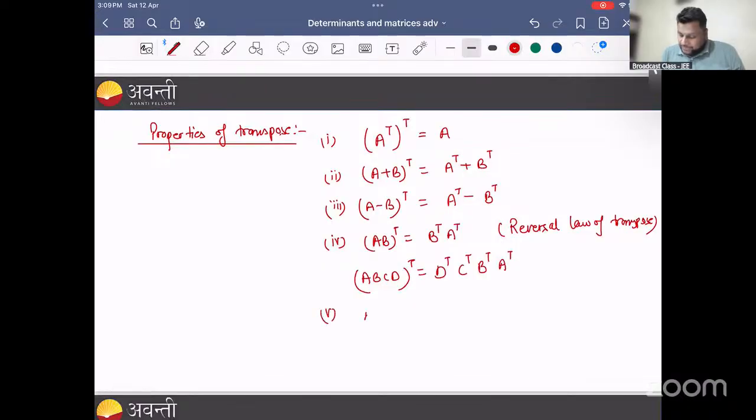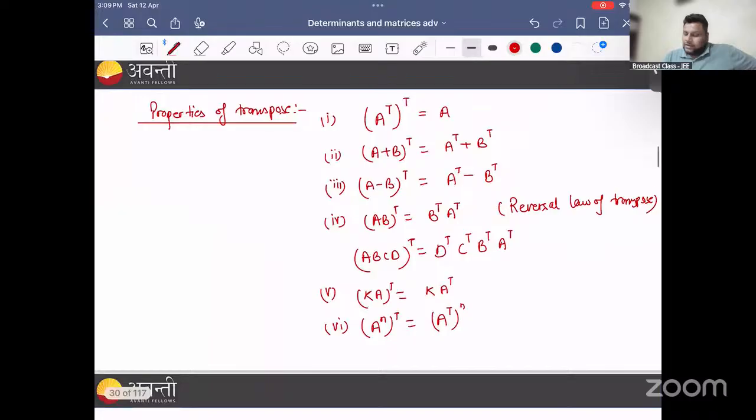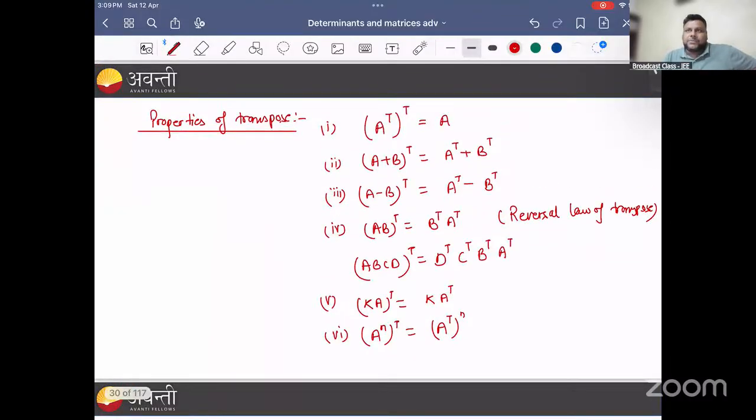Fifth property, say a matrix is multiplied by a scalar K, then (KA) transpose is K times A transpose. And (A to the power n) transpose is directly A transpose to the power n. Is it okay? So these are some basic properties of transpose. Now after this, anybody having any doubt till this point? Anybody?